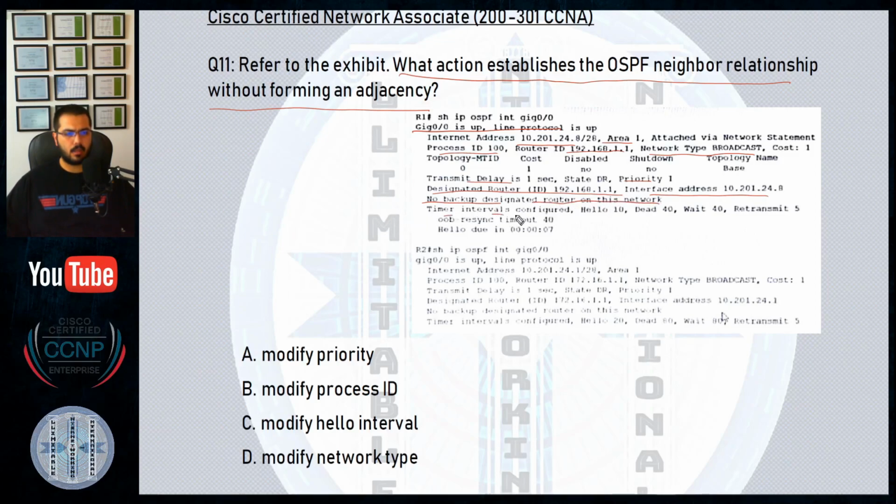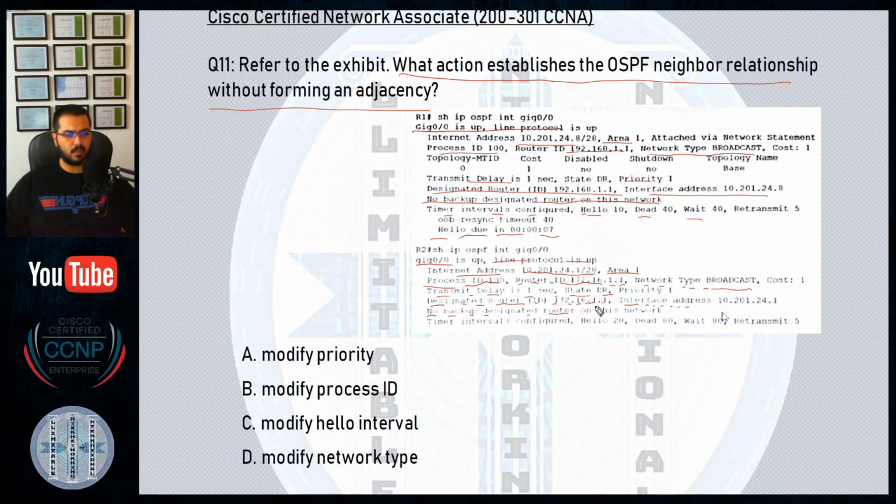Why? There is a time interval of 10, 40, 40. So these are the defaults. There is a hello that will be sent. On the other side, there is the same interface. There is an IP address in area 1. Okay, so they are matching, no problem. There is a process ID I don't care about, a different router ID that I don't care about, the same network, so we agree. There is a transmit delay. There is a designated router of another one, and no backup designated router.